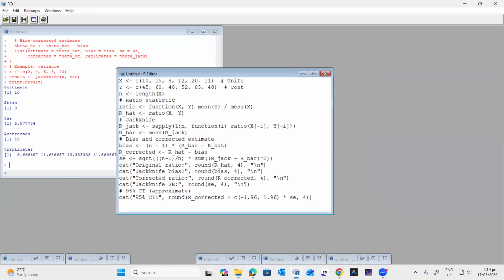I'm going to explain the R code for that one. So here we have the x and the y stored, and after that we introduce n, that is the length of your vector.